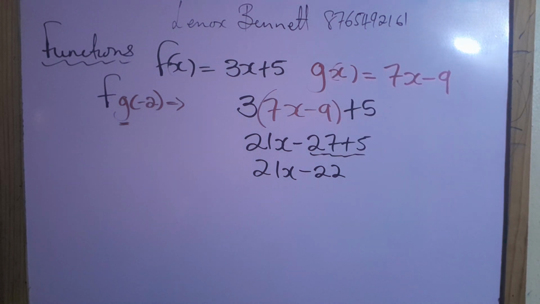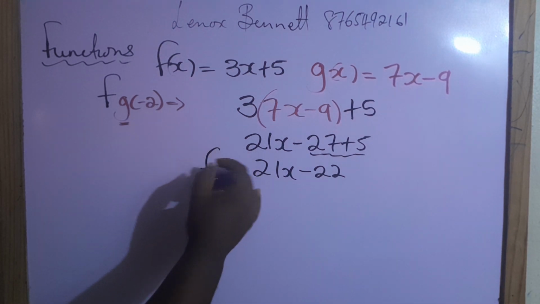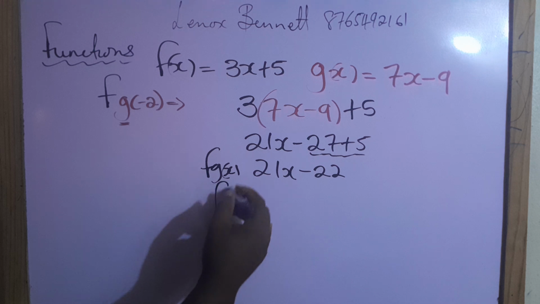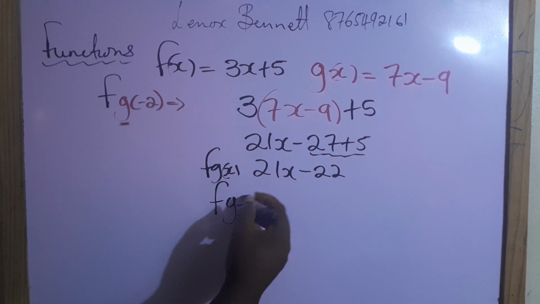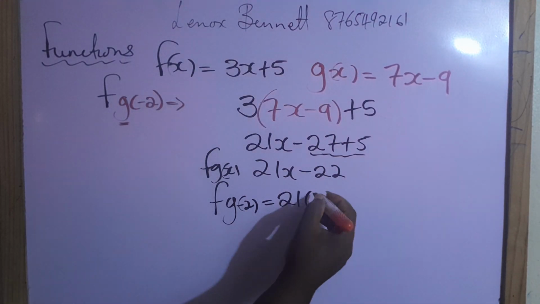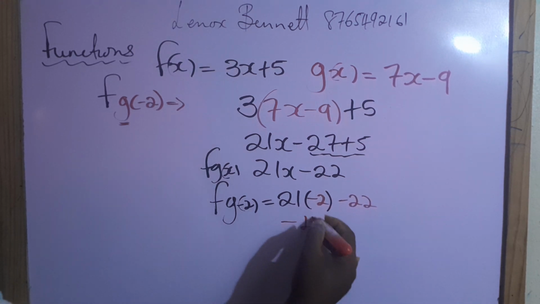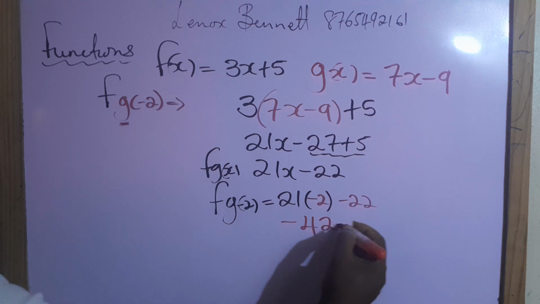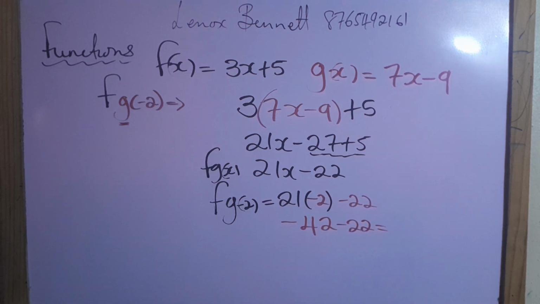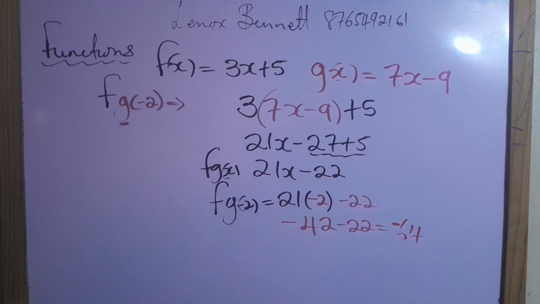So at this point, this is what we call fg of x. So we're going to plug now negative 2 to find the answer. So anywhere we see x, we're going to plug negative 2. So it's 21, put our negative 2 here. Alright. 21 times that gives us negative 42 minus 22. Both of them are negative, so we just add and keep the sign of the negative. So that gives you negative 64, right? Let's look at another one.